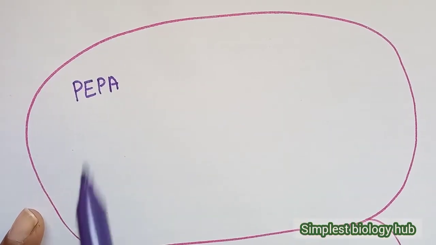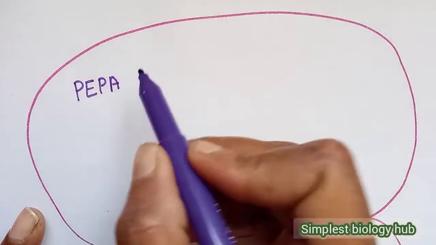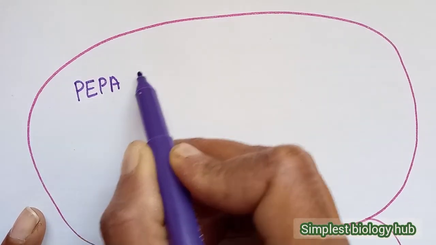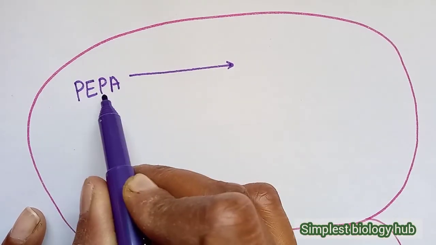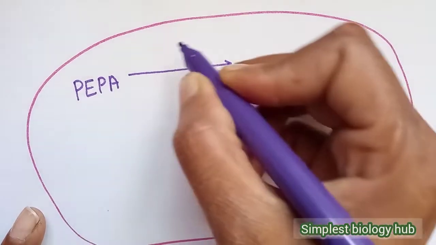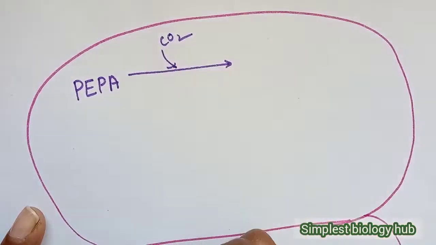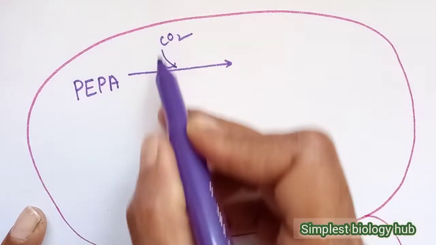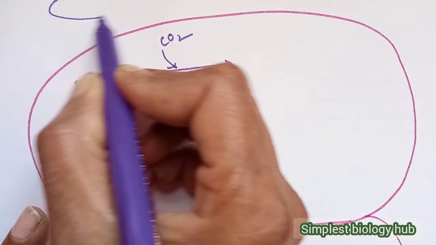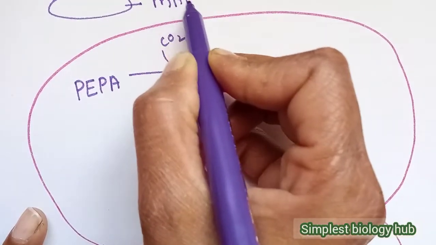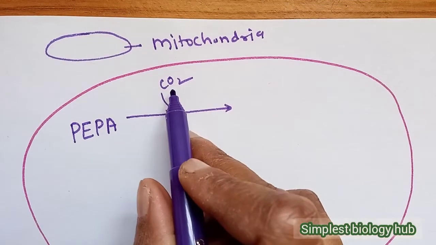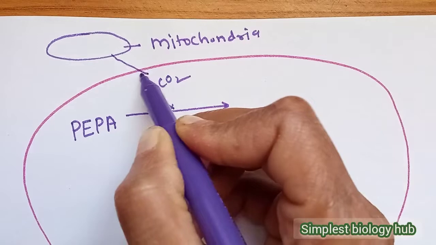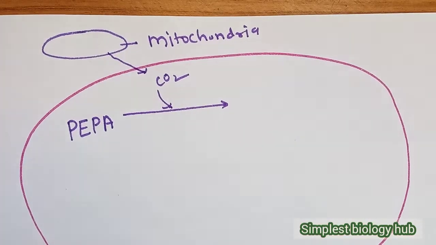In case of C3 plants, the Rubisco enzyme is there, which is the primary carbon dioxide acceptor. But in case of C4 plants, the primary carbon dioxide acceptor is PEPA or phosphoenol pyruvic acid. It accepts one molecule of carbon dioxide. Actually, there is no carbon dioxide because the stomata are closed. So the carbon dioxide comes from the mitochondria. In mitochondria, cellular respiration takes place, and the byproduct of cellular respiration is carbon dioxide. So that carbon dioxide is utilized for the process of photosynthesis, and instantly it converts.